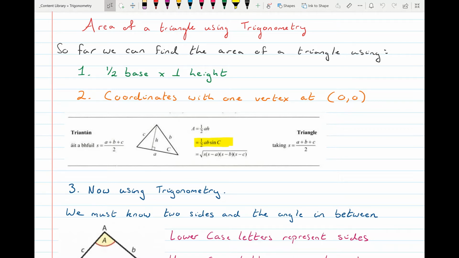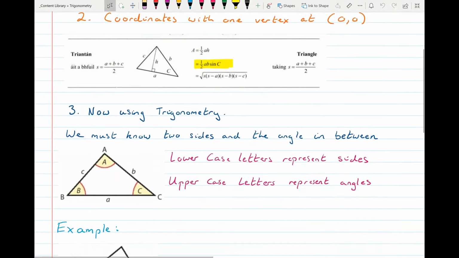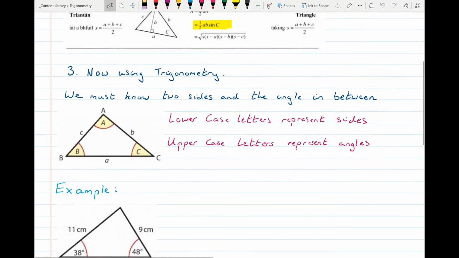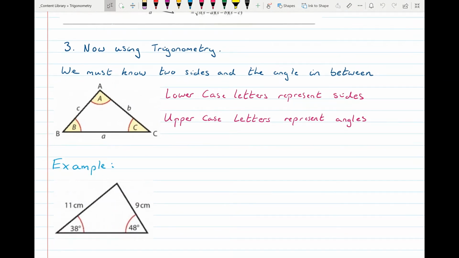So in our log tables, it tells us that the formula for the area of a triangle can also be half ab sine C. Now, if we look at the letters that represent parts of a triangle, lowercase letters represent sides and uppercase letters represent angles. So when the formula says half ab, they're lowercase, so they are two sides. And then sine C is a capital, so that's going to be an angle. To use the formula, we must know two sides and the angle in between the two sides. That's the important part. And remember that there's 180 degrees in a triangle.